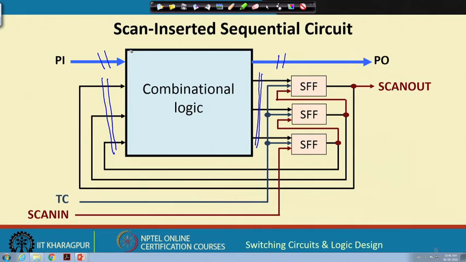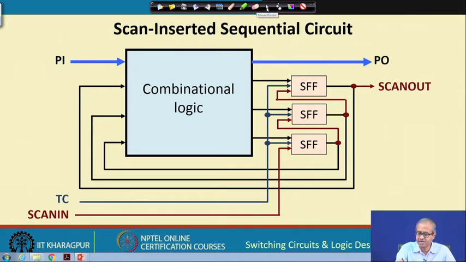I can look at the combinational circuit as if all the inputs I can apply directly, all the outputs I can observe directly. So, I do not need a sequential circuit test generator, I need only a combinational circuit test generator where all the inputs I can apply, all the outputs I can observe. This is the big advantage that we gain here.